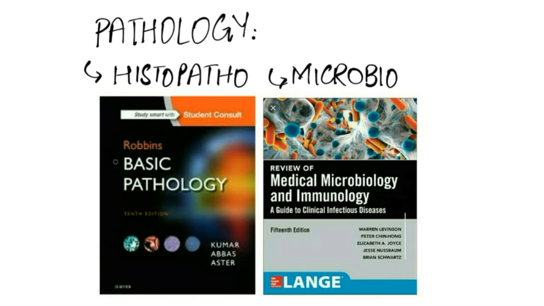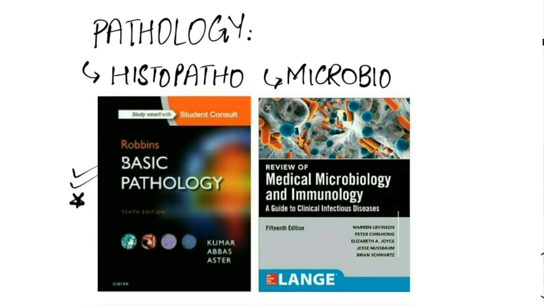For histopathology, the book you can get is Robbins. Since it is your main textbook, you have to get it as it contains all the important information which is required for your exam. And you can easily clear your concepts from this book.